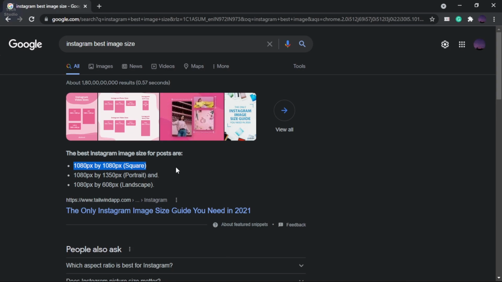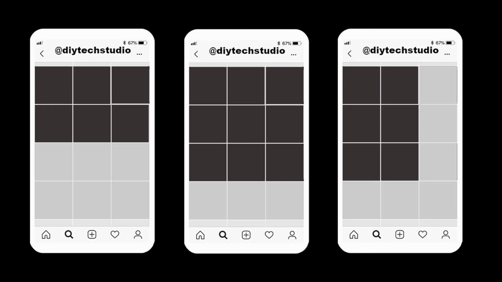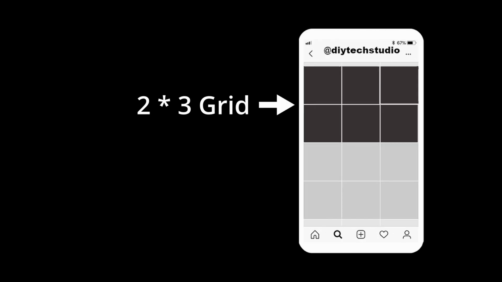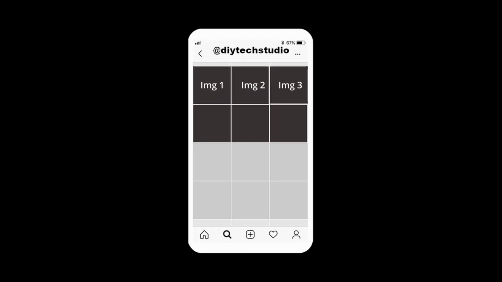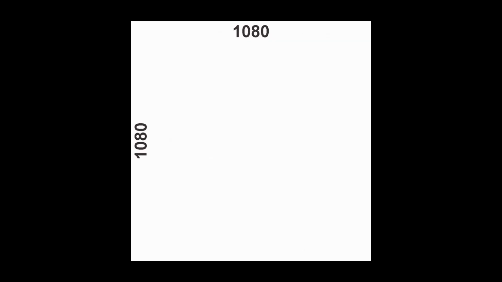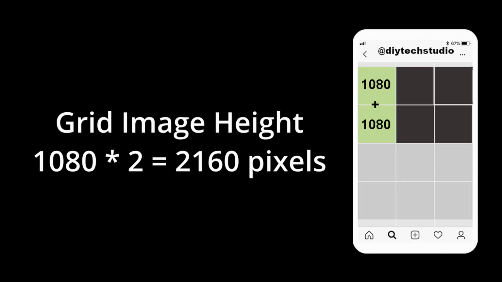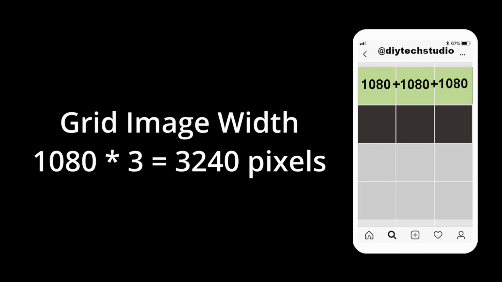Next, we need to calculate what size should be our grid image. To do that, first choose the grid look. For this tutorial, I'll be using a 2x3 grid. Now to calculate the grid image size, we need to add each single image size. Since I've chosen my grid as 2x3 and my single image size as 1080 by 1080, my grid image height will be 1080 into 2, which is 2160. And my width will be 1080 into 3, which is 3240.